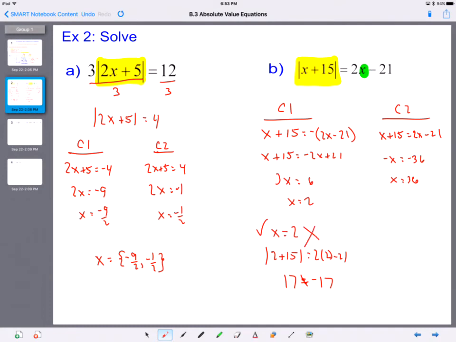Let's go ahead and plug in 36. So we're checking to see if x equals 36 is going to be a solution. And we'll do the same thing. We're just going to plug in 36 into our original equation.